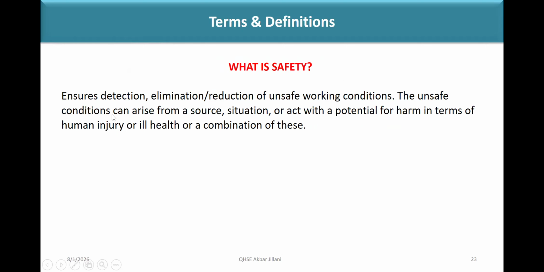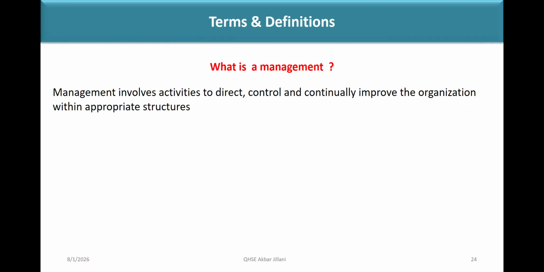What is safety? It ensures detection, elimination and reduction of unsafe working conditions. The unsafe condition can arise from a source, situation, or act with a potential for harm in terms of human injury or ill health, or a combination of these. So injury also and ill health also. What is management? Management involves activities to direct, control, and continually improve the organization within an appropriate structure.